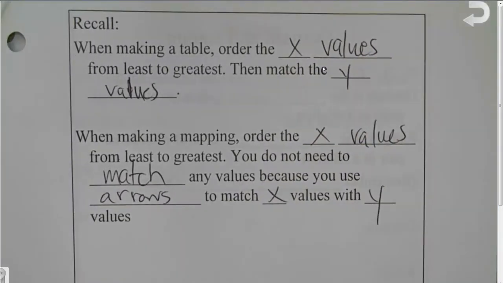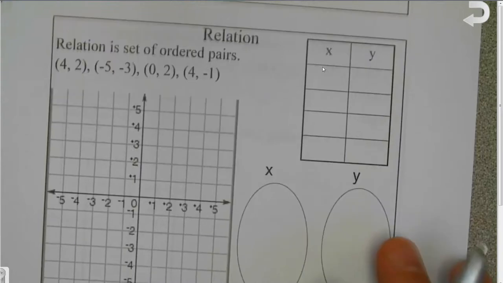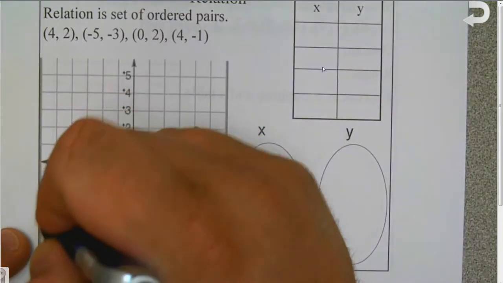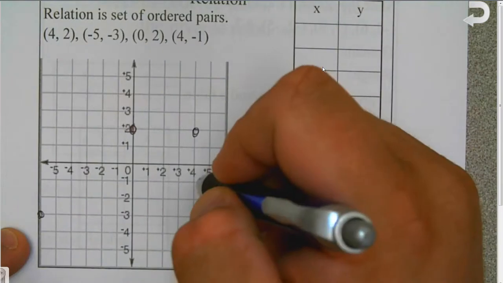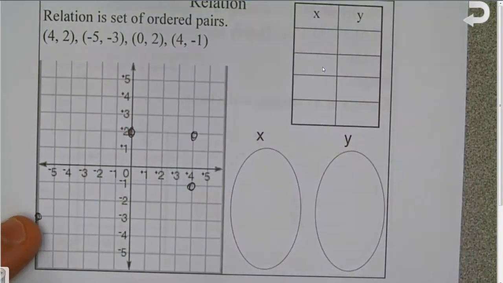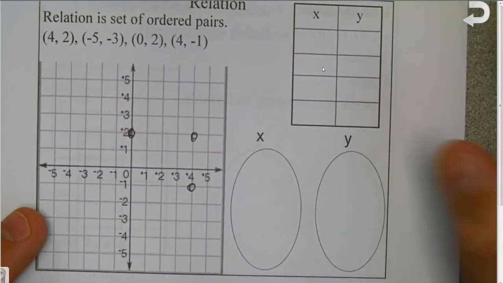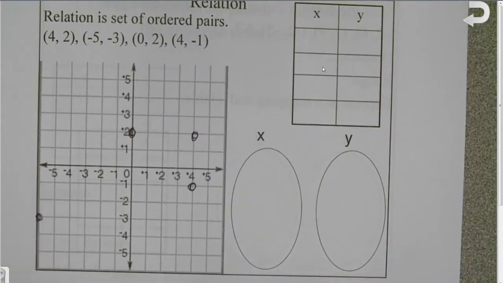So an example of that is we have a set of ordered pairs: (4, 2), (-5, -3), (0, 2), and (4, -1). And so we are going to take that relationship, and we've already graphed it. Now let's look at it in a table.